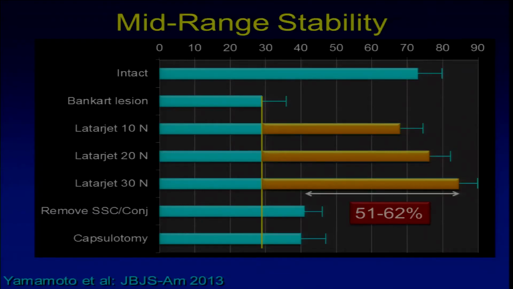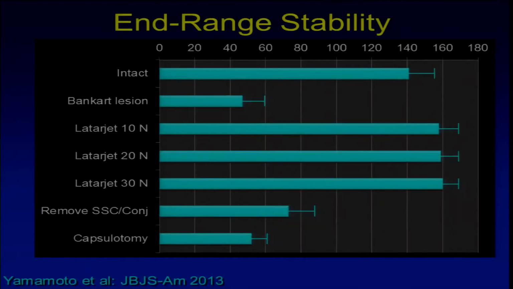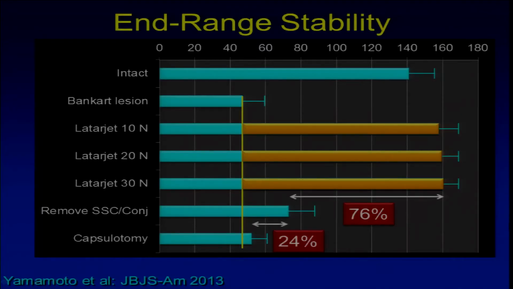And approximately 51 to 62% are the sling effect provided by the muscles, and the rest, 38 to 49%, are the glenoid concavity or bone block effect. On the other hand, at the end range of the stability, these are the stabilities provided by the Latarjet, which did not change significantly with the change of the force, and about 76% of them are provided by the sling effect, and the rest, 24%, by the capsular effect.